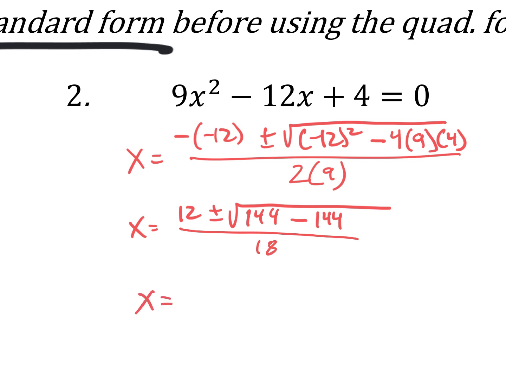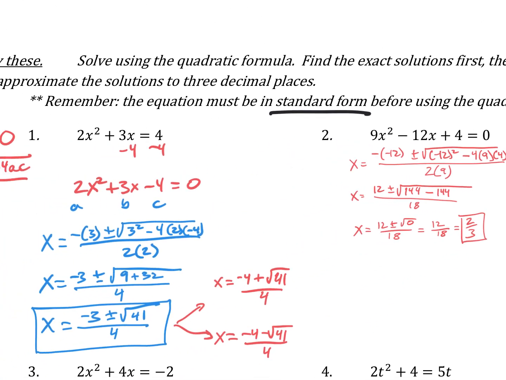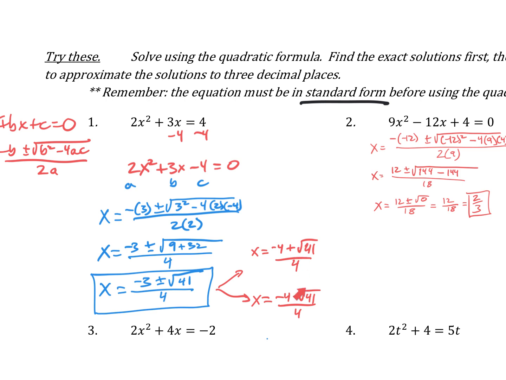And what happens? We end up with 12 plus or minus the square root of 0, which is 0. So this is really just 12 over 18. Okay, because 12 plus 0 is 12. 12 minus 0 is also 12. So we don't have to add and subtract 0. We can simplify this fraction, though. 6 goes into both, it's 2/3. So we get one answer. So it's possible to get two answers that are irrational because they have a square root in them. It's possible to get one answer.